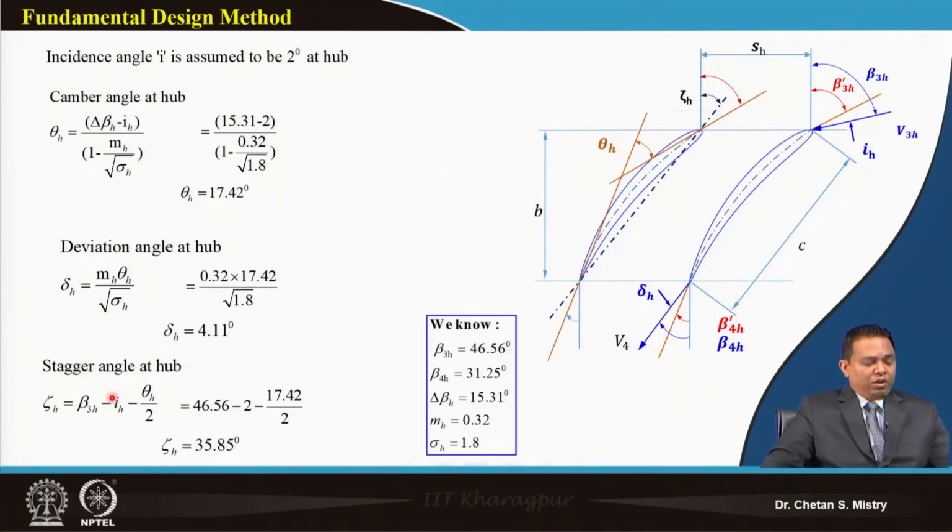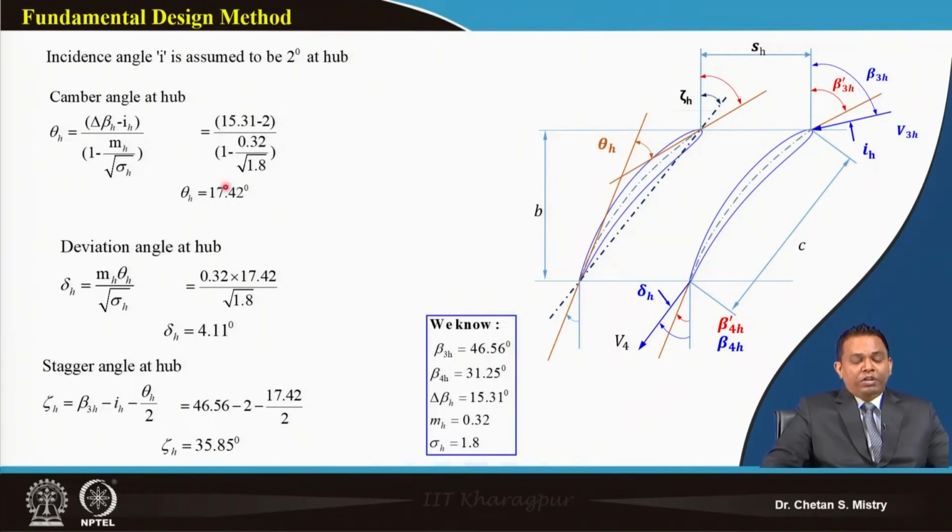Okay. Now once this is known to us, again do not forget that when we are doing our calculation for camber angle, deviation angle and stagger angle, we need to assume a certain amount of incidence. And as we have discussed, near the hub region we are assuming positive incidence, and that too positive 2 degree.